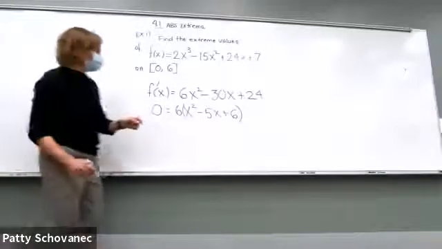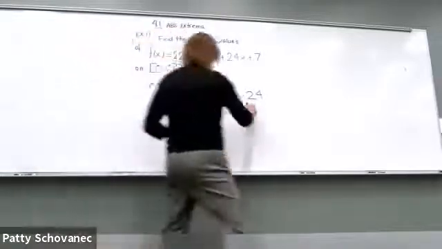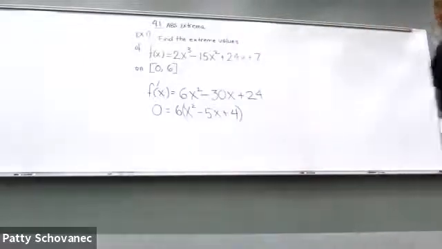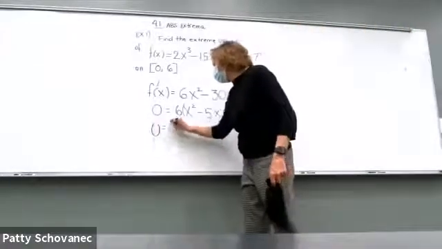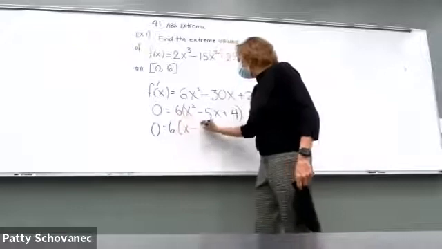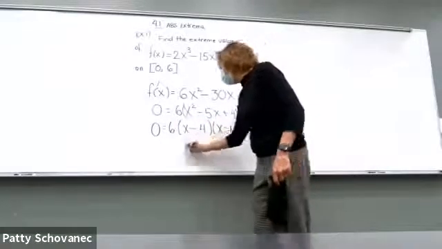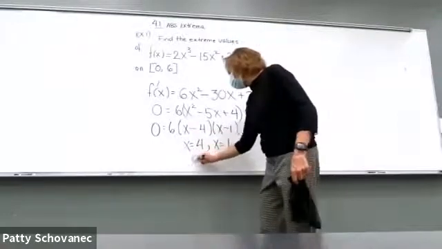Right? That's right. It should be a 4, shouldn't it? 6 times 4 is 24, not 20. So I am going to go with 4 and 1. You are right. Good thing you know how to factor and not me. Okay. x minus 4, x minus 1 gives us x is 4, x is 1 as our critical numbers.